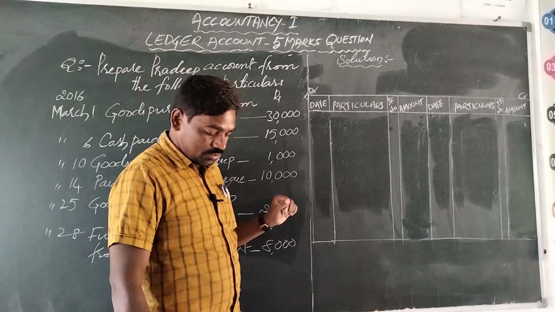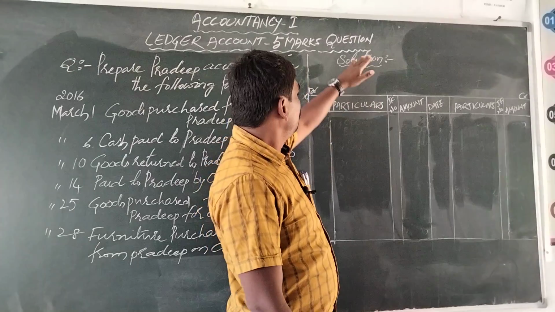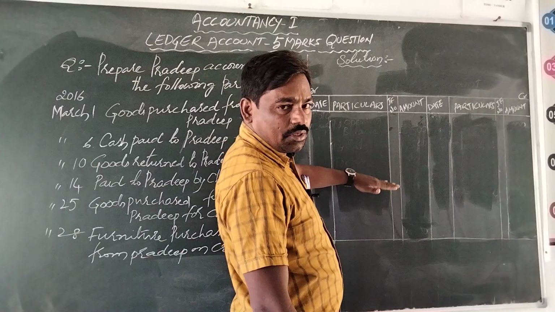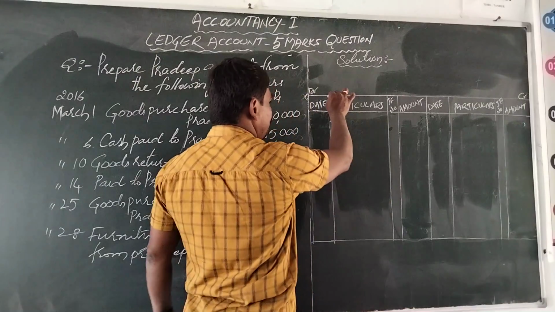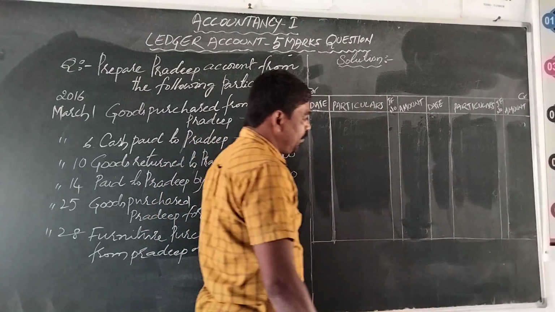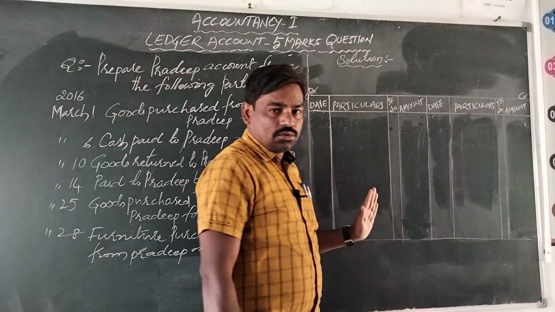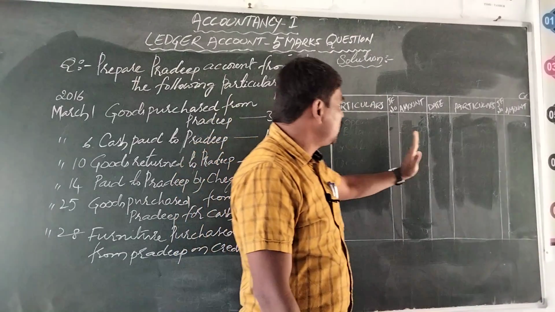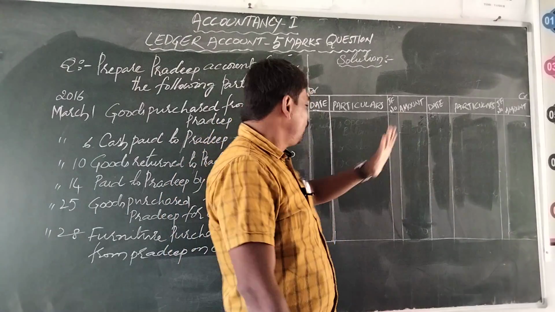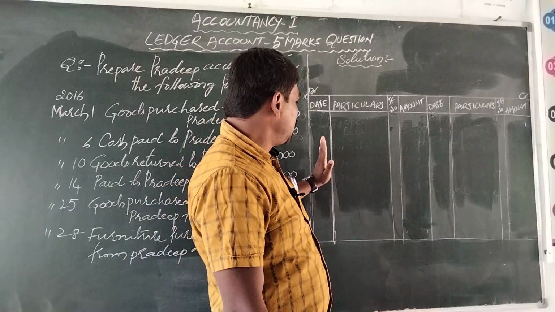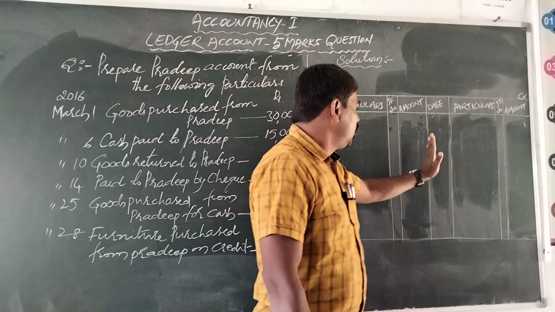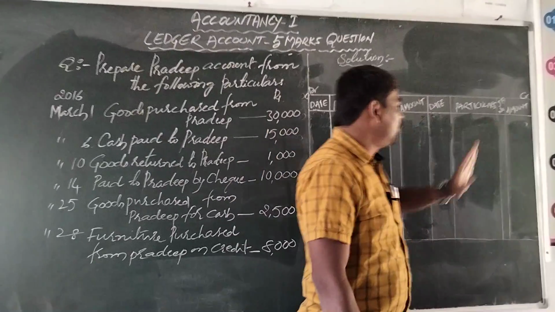First, you prepare the account pro forma. In the solution for the given problem, you prepare the pro forma of a ledger account. You know how to prepare the ledger account. A ledger account has two parts, one part is the debit side, another part is called the credit side. On the debit side there will be 4 columns and on the credit side also there will be 4 columns. Debit side 4 columns: date, particulars, JF number, amount. Similarly, credit side: date, particulars, JF number, amount.